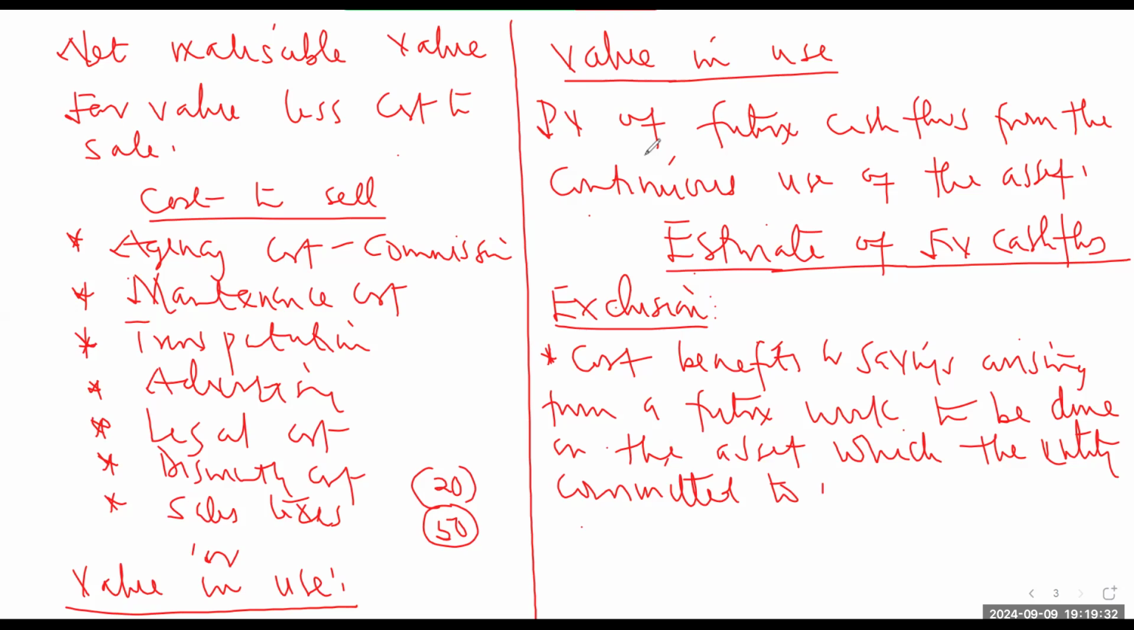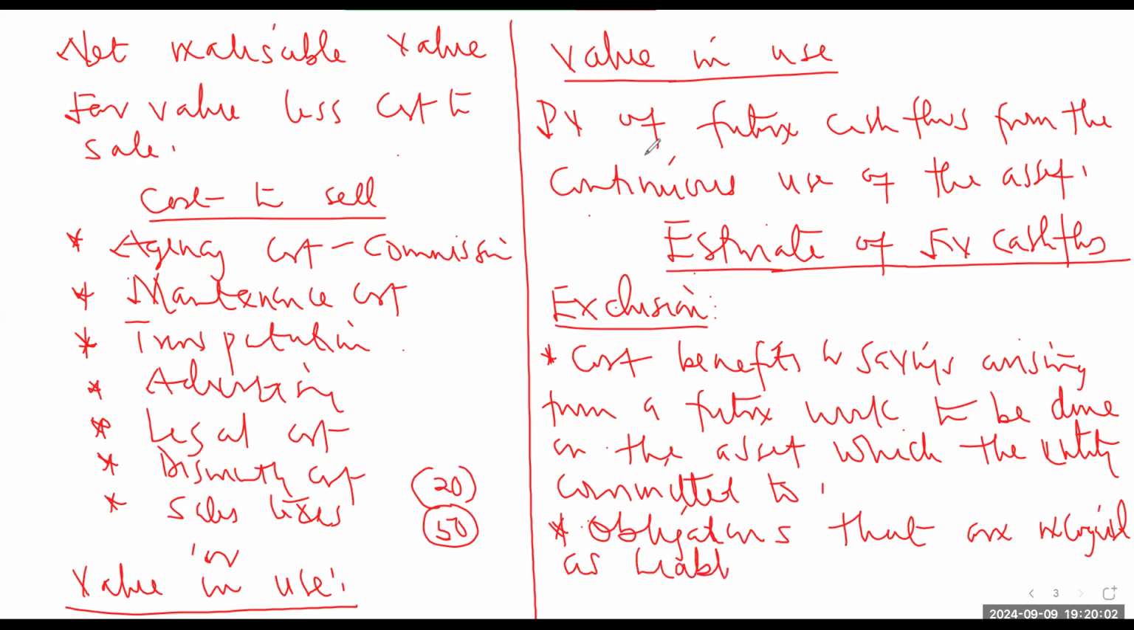Another one is that we should not include restructuring costs. Let me just make it very simple. It does not include obligations that are recognized as liabilities. Okay, they have already been recognized as liabilities. So if you include it again, it means that you are having a double counting.